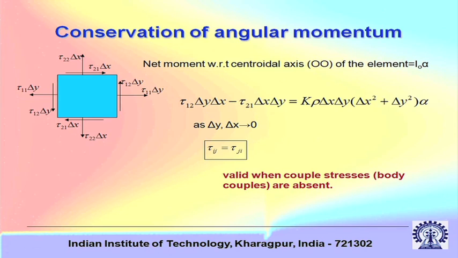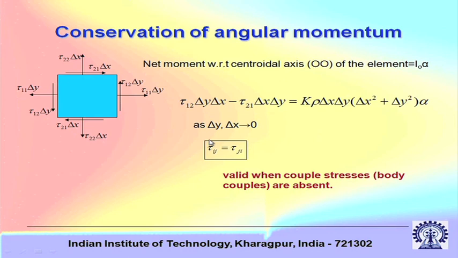Okay. Now, if you take the limit as delta x, delta y tends to 0, look at this expression carefully. On both sides, delta x into delta y will be cancelled, because they are tending to 0, they are not equal to 0. So, you can cancel that from both sides, and then in addition on the right hand side you can substitute delta x and delta y both as tending to 0 in the limit. So, you will get tau 12 equal to tau 21.